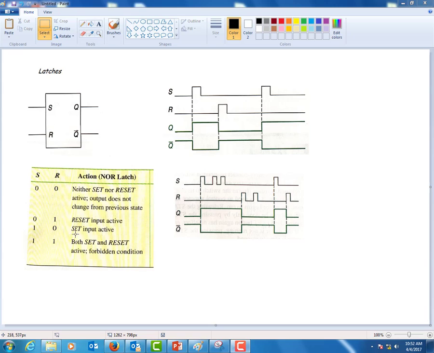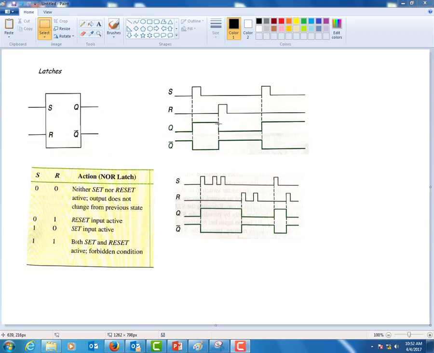Now if we look at the timing diagrams over here, you're going to see that they start out with Q low and Q not high, this is in the reset state, the reset condition. When you get a positive pulse on this S input, Q is going to go high and Q bar will go low, obviously. This is in the set state. So if you're asked if your latch is set or in reset, you can tell just by looking at the value of your Q output.